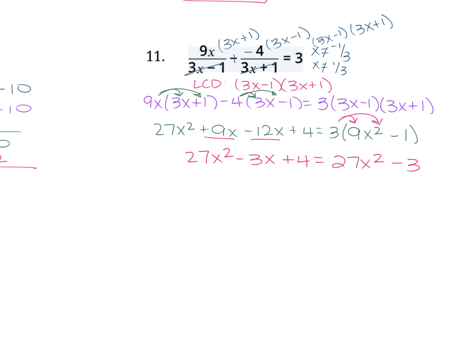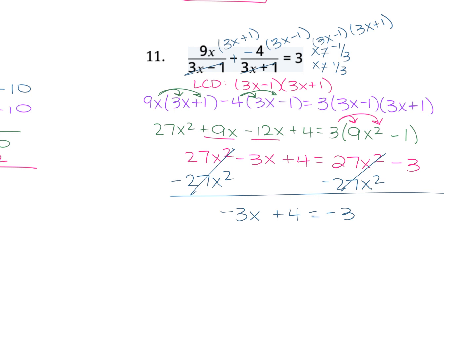The 27x squared is going to subtract over. And that's going to leave us with negative 3x plus 4 is equal to negative 3. Because I do not have an x squared, I don't want everything on the same side. So that's why I moved that x squared over first to see if they cancel out. In this case, they do.